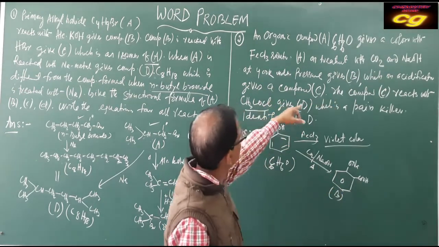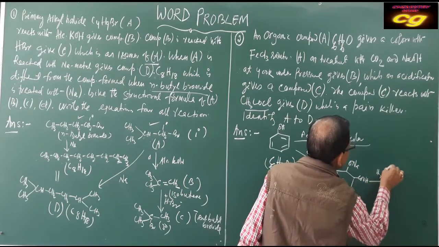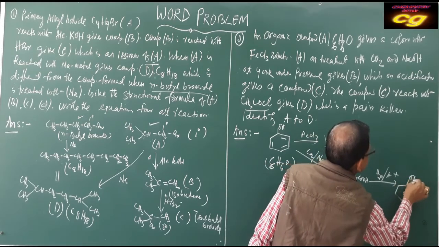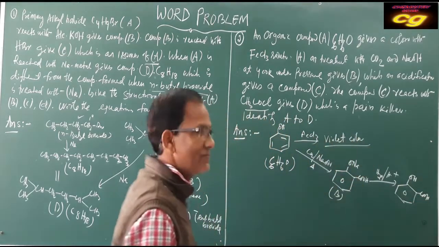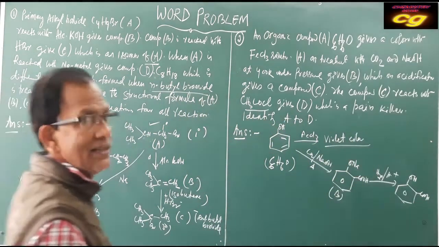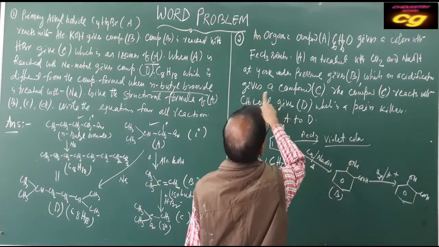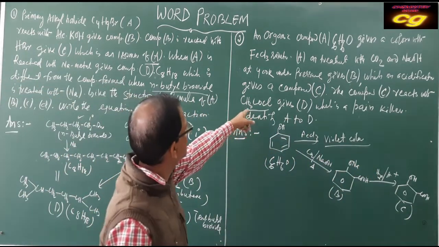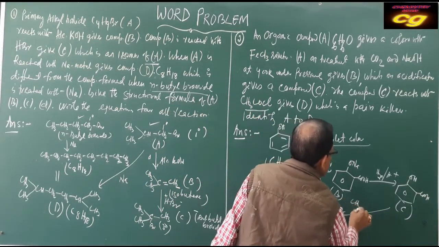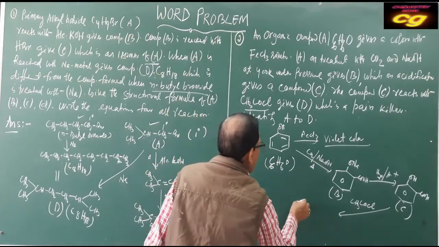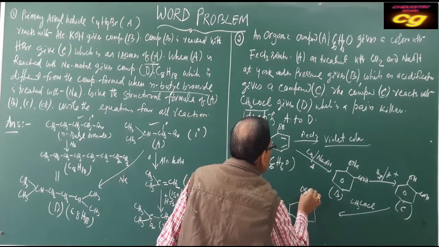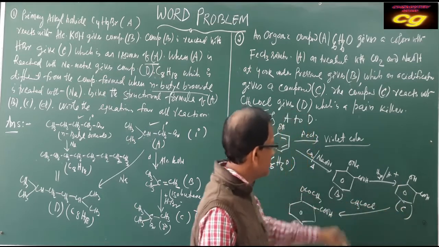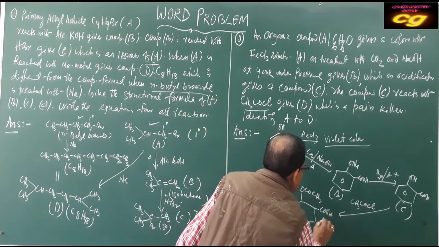Then acidification gives compound C. When treated with acids, by acid hydrolysis, the product will be this one. This is called salicylic acid. This is compound C, salicylic acid. And compound C reacts with acetyl chloride, CH3COCl, and produces an ester of phenol. When salicylic acid reacts with acetyl chloride, it forms this aspirin.